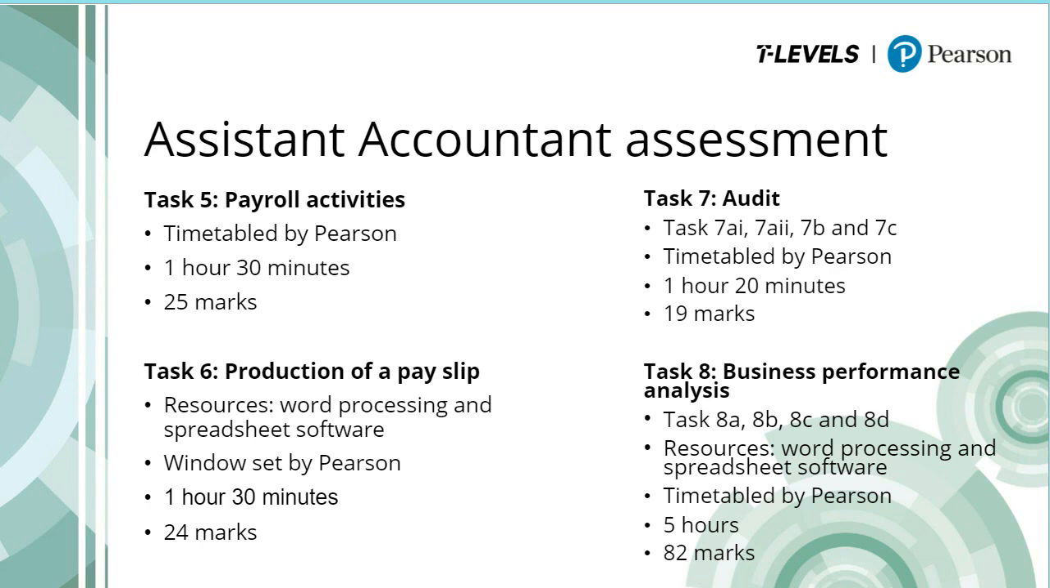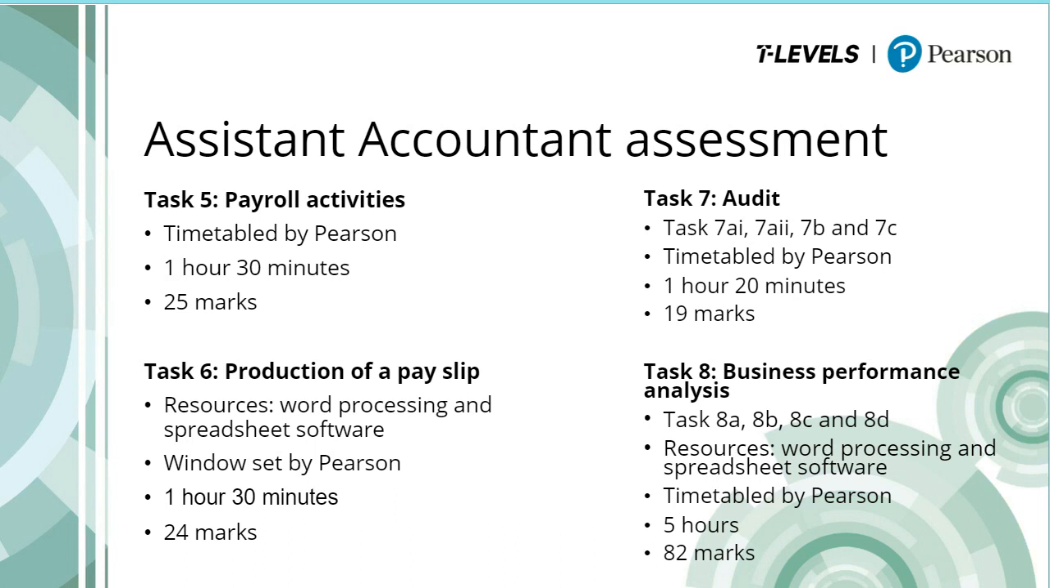Now in task 6, this is where they'll produce their pay slip. Activities in this task include calculating gross through to net profit and using these calculations to complete a pay slip and respond to queries. A resource document and a digital answer booklet will be provided, and your students should complete their work using word processing software. This task is worth 24 marks and has a duration of 1 hour and 30 minutes, which can be scheduled by you in the window set by Pearson.